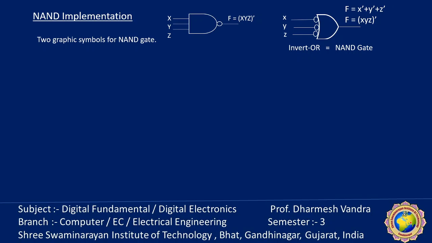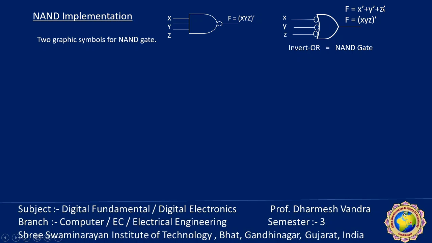Now, this can be looked at as an invert-OR. First, the bubble means that whatever the inputs X, Y, and Z are, they become X dash, Y dash, and Z dash. So F equals X dash OR Y dash OR Z dash. The inputs are complemented because the bubble comes before the input of the OR gate. Okay, X dash plus Y dash plus Z dash.